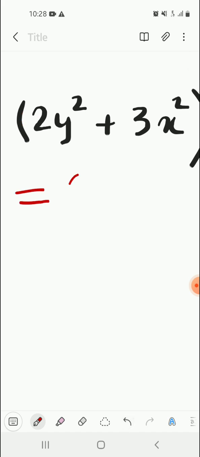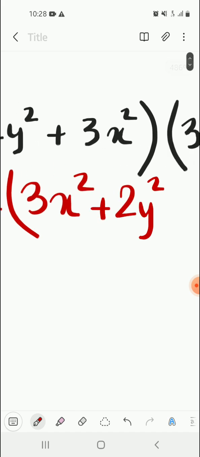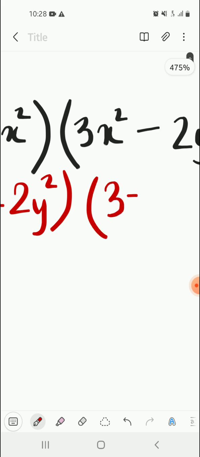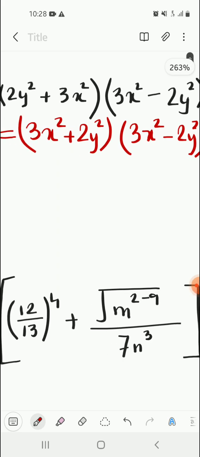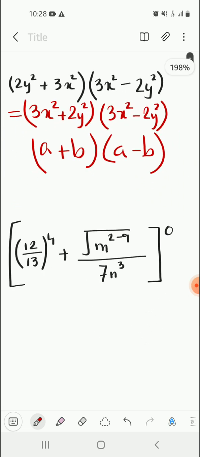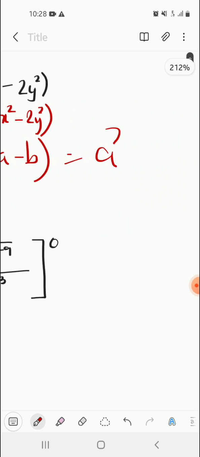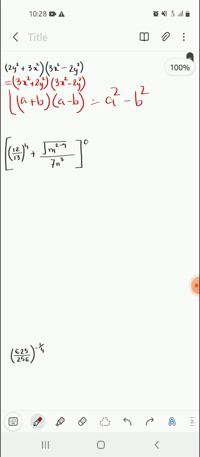So let's write it the other way around, that is 3x² + 2y². Okay, and over here we are going to write 3x² − 2y². Now you see, this becomes the (a + b)(a − b) formula. So this identity is a² − b². So over here, what is a? A over here is 3x² and b is 2y². So this is the identity that we are using.